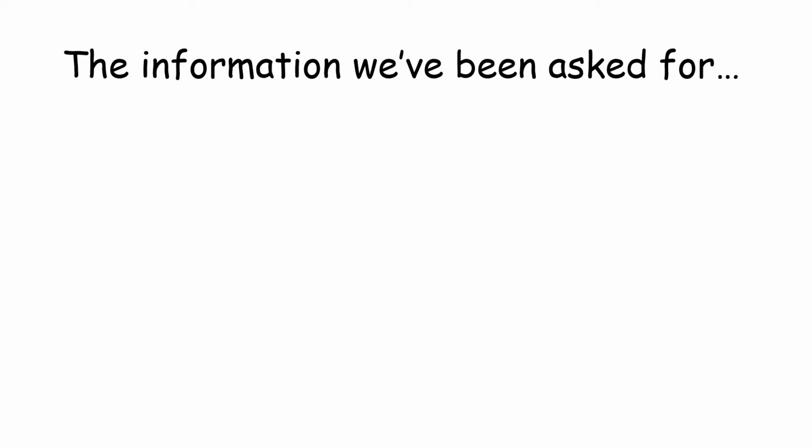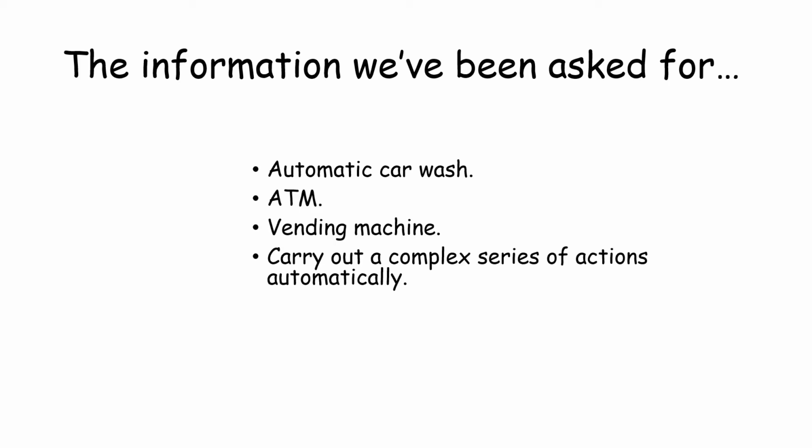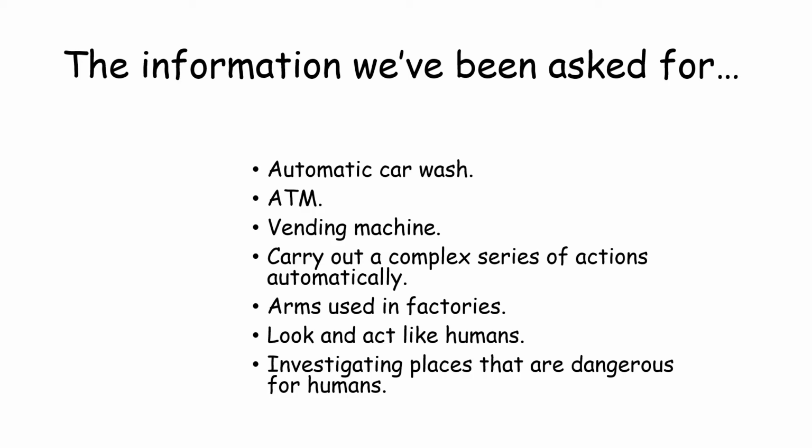This is not how our exam answer will look. This is simply the stage we're at the moment. I'll show you exactly how to form the answer in a little bit. But so far, we've read a text and we know that all we've actually been asked for is this. They can be used for automatic car washes, for ATMs, vending machines, carrying out complex series of actions, arms used in factories, look and act like humans, and for investigating places that are dangerous for humans.